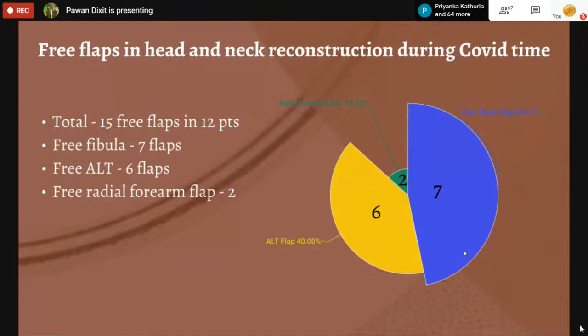During these COVID times, after lifting of the lockdown and resuming of the semi-essential services, we have done 15 free flaps in 12 patients, in which 7 were free fibula, 6 were free ALT, and 2 were free radial forearm flaps.